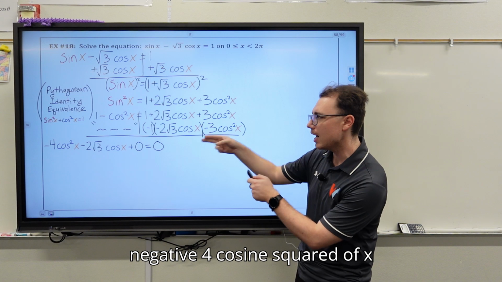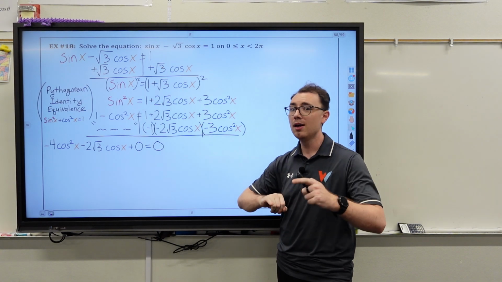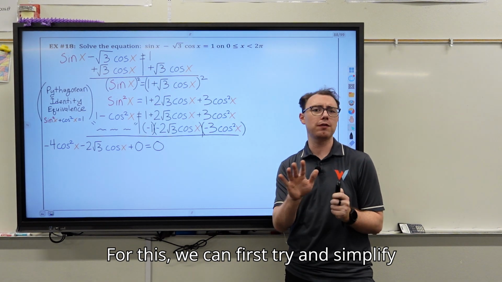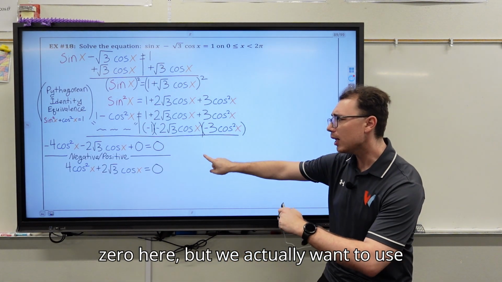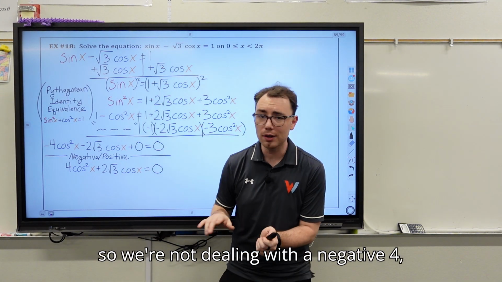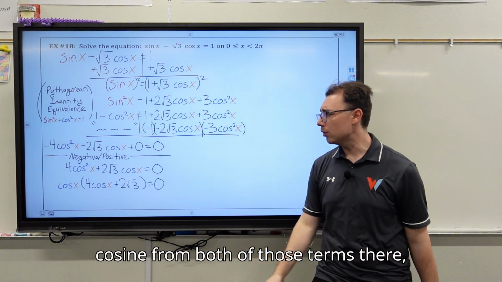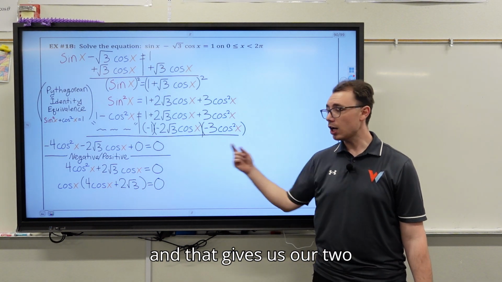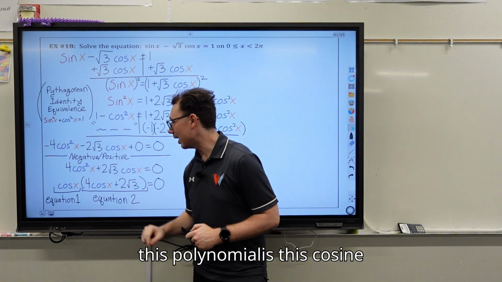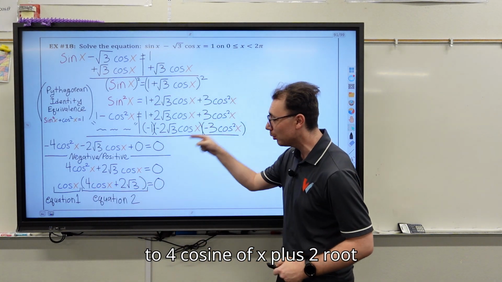And eventually, we get negative 4 cosine squared of x minus 2 root 3 cosine of x plus 0 is equal to 0. For this, we can first try and simplify it a little bit by removing that 0 here, but we actually want to use that negative positive equivalency just so we're not dealing with a negative 4, that leading term in the very beginning. And from this here, let's just pull out a cosine from both of those terms there, and that gives us our 2 equations, where that first equation in this polynomial is this cosine x, and that second equation is just equal to 4 cosine of x plus 2 root 3.